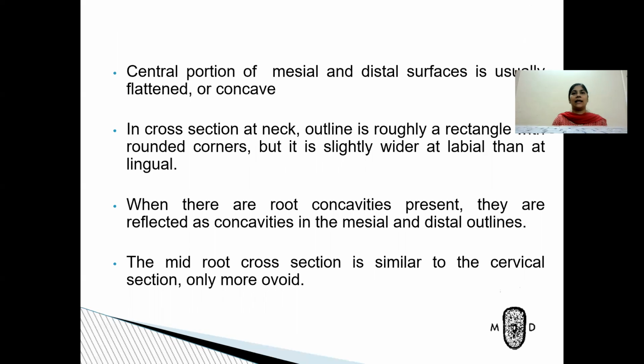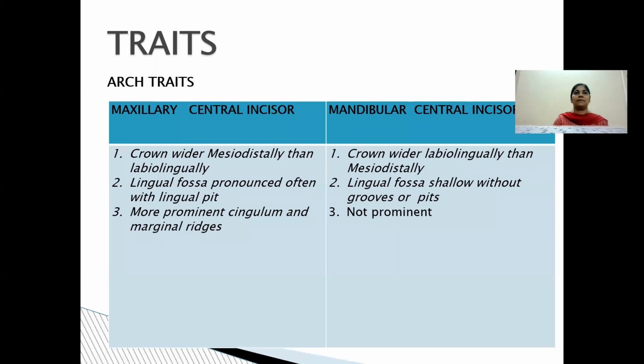In cross section at the neck, the outline is roughly a rectangle with rounded corners, but it is slightly wider at the labial than at the lingual. When there are root concavities present, they are reflected as concavities in the mesial and the distal outlines. The mid-root cross section is similar to the cervical section, only more ovoid. The picture shown below shows these concavities on the mesial and distal aspects. That is about the various aspects of the tooth.